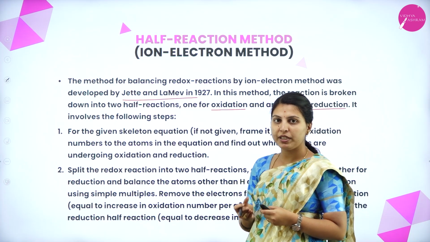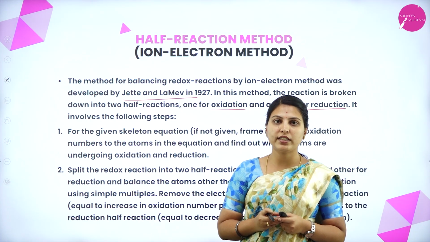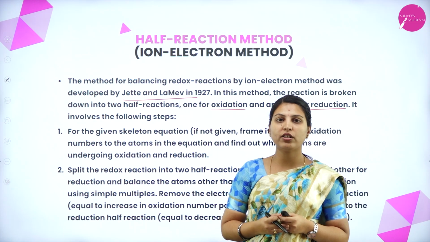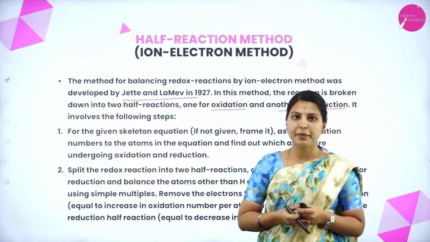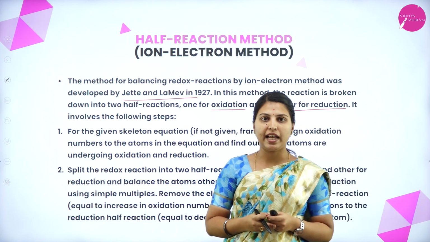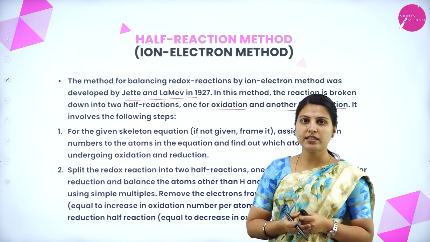The redox reaction itself shows that the reaction contains an oxidation reaction and a reduction reaction. So, to balance the redox reaction by the half reaction method, you have to separate the oxidation and reduction reactions. To separate and to balance, there are following steps we will discuss one by one.